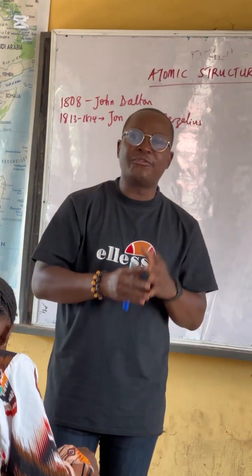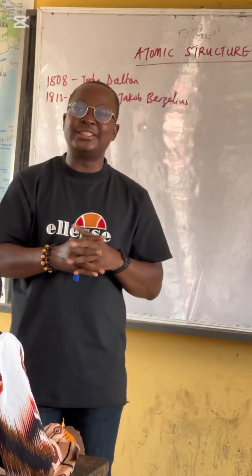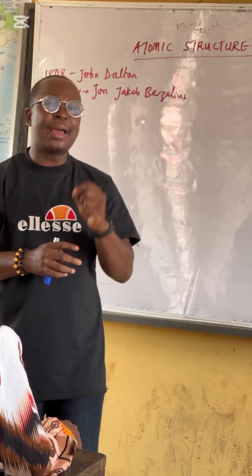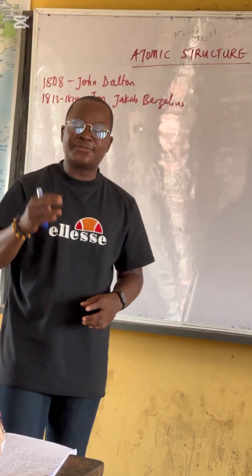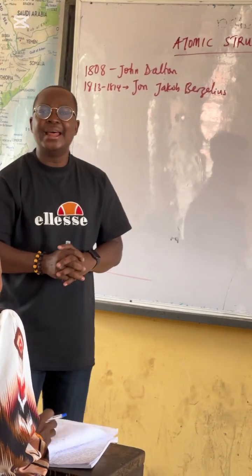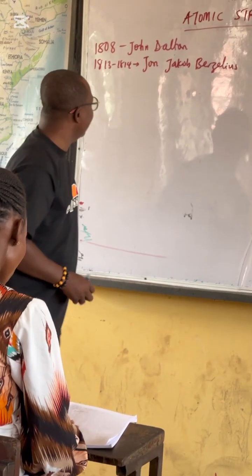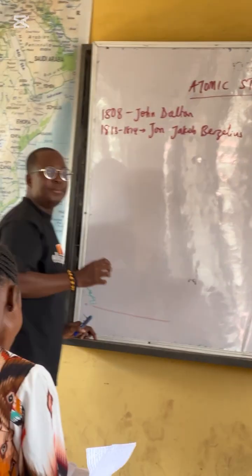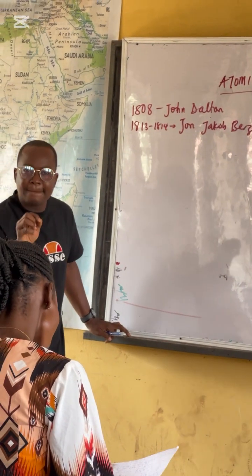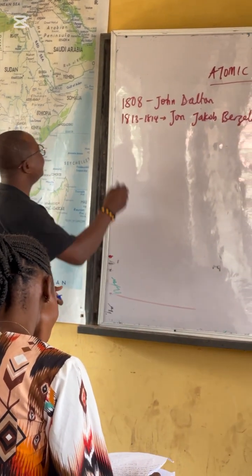So, the chemical symbol of sulfur is S, while the chemical symbol of sodium cannot be S. It is from the word natrium, and that's why the chemical symbol of sodium is Na. So according to John Jacob Berzelius, the symbol of an atom must not be the same, provided they are not the same element.